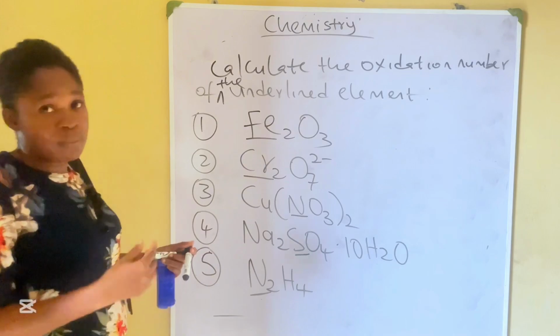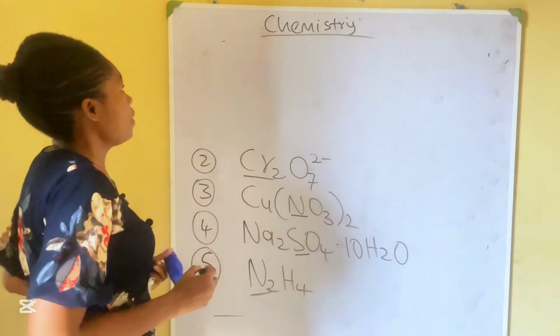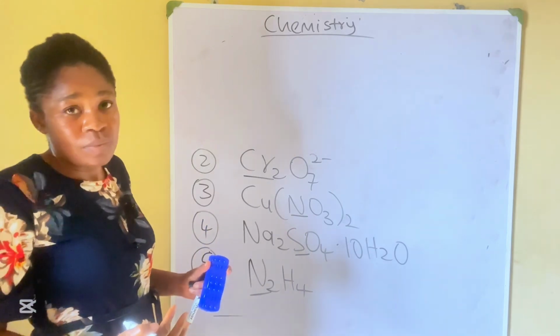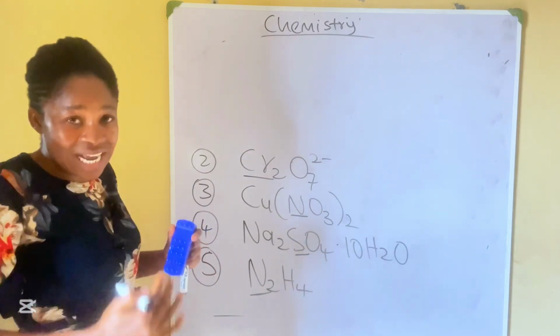All right, let's start with number 1. Okay, the formula for calculating oxidation number is what? The sum of oxidation numbers is equal to what? The charge.